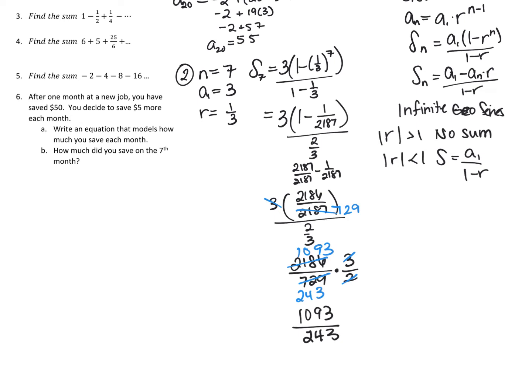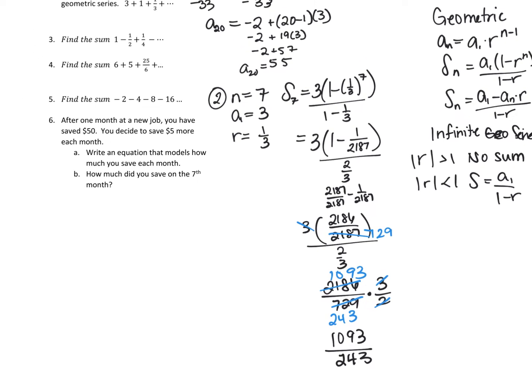Number 3 says find the sum of 1, negative 1/2, plus 1/4, minus, dot, dot, dot. When we have the dot, dot, dot, and nothing on the end, then we have an infinite series. So because this is infinite, we need to find r. r is negative 1/2 divided by 1, which is negative 1/2. The absolute value of negative 1/2 is less than 1. Therefore, there will be a sum, so I can plug it in.